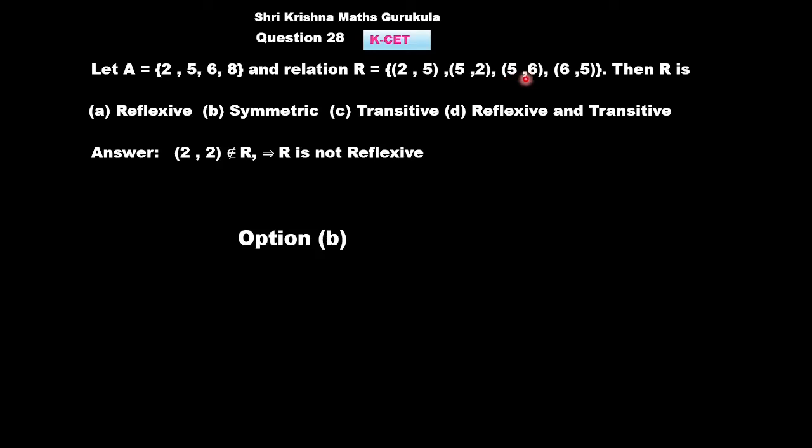We can also consider (5, 6). (2, 5) and (5, 6) as the ordered pairs. Then we should have (2, 6) also for this to be transitive. That also does not exist. So further we are not checking. That means this is not a transitive relation. This is only for your understanding. Hope the things are clear.